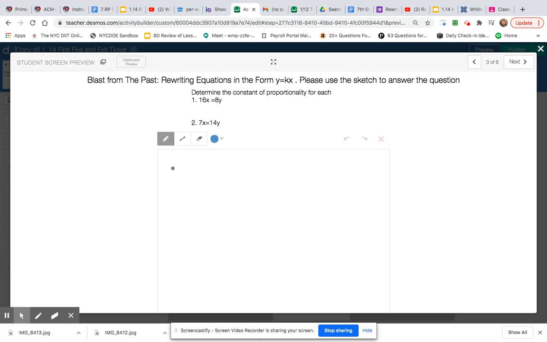So the first question we have is 16x equals 8y. So remember, guys, the order of the equation doesn't matter. The goal is to get y by itself. So first you have to look for where the y is located. So notice that the y is on the right side. So you have to see what is the coefficient or the number next to the y. In this case is 8.